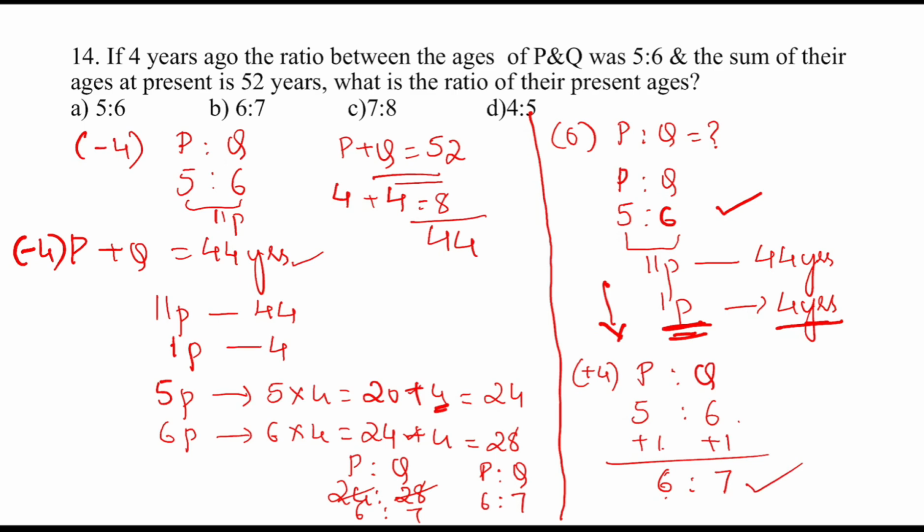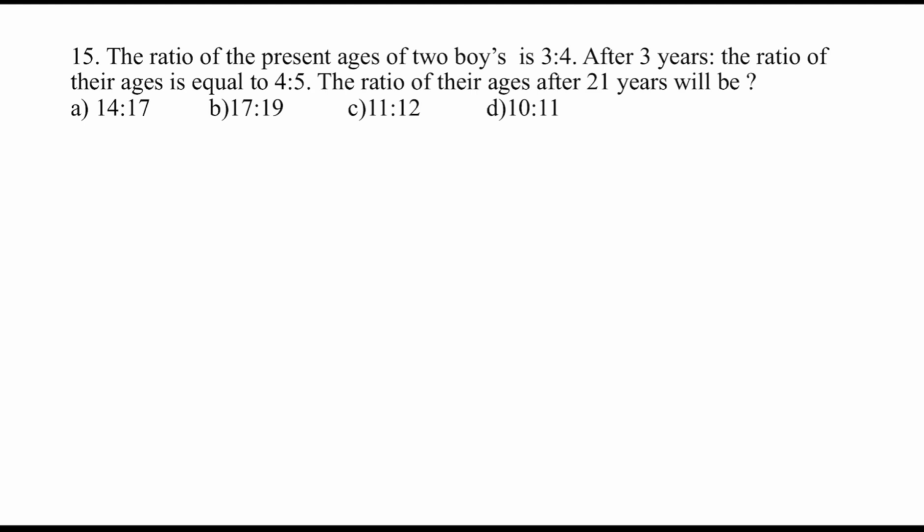Next, last problem. The ratio of the present ages of two boys is 3 is to 4. After 3 years, the ratio of their ages is equal to 4 is to 5. They are asking, how much will the ratio of ages be after 21 years?